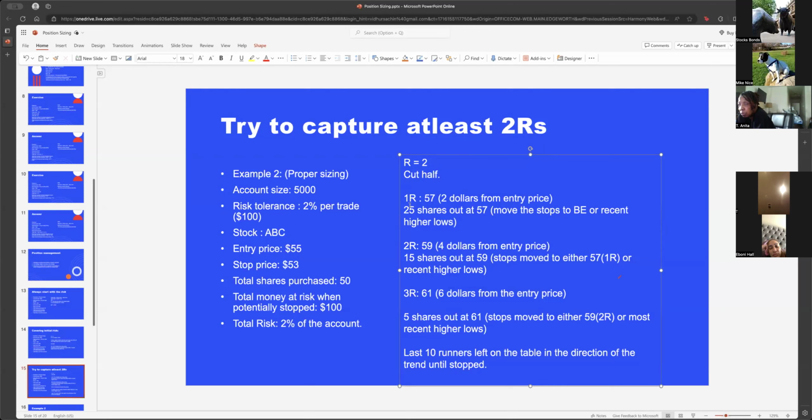So when the stock hits 1R, we immediately cut half and move our stop losses to breakeven. And when the stock hits 2R, we're going to get rid of the other half of the position, like 15 more shares, whatever we have. And we're going to move our stop losses to either this 1R price at $57 or whatever recent higher lows we see on the 15-minute or 30-minute time frame on the charts. And once the stock hits 3R, we're going to be out of the majority of our positions, leaving some shares as runners on the table.